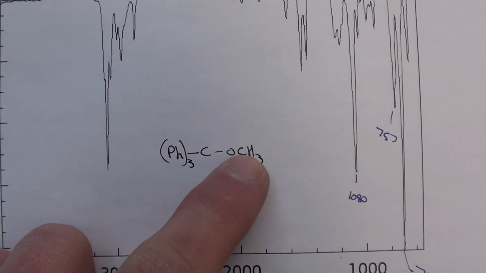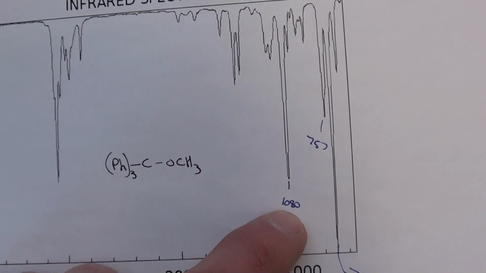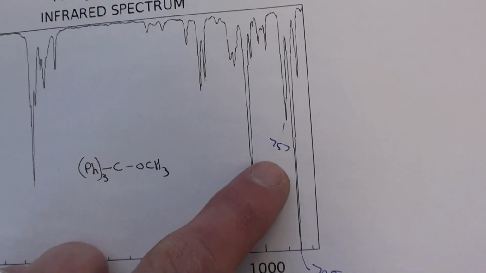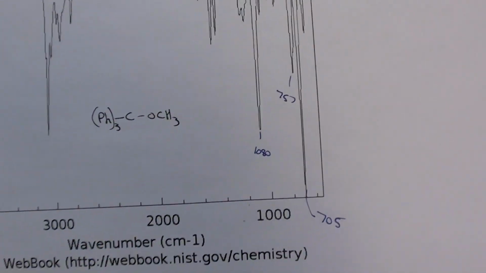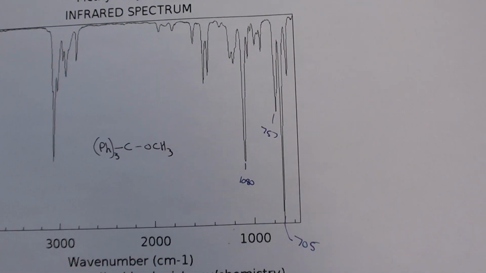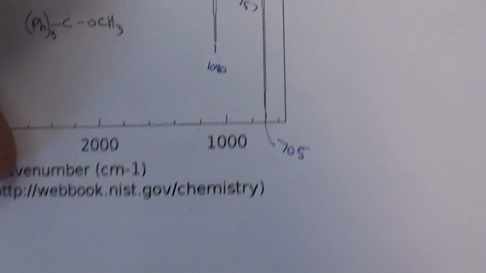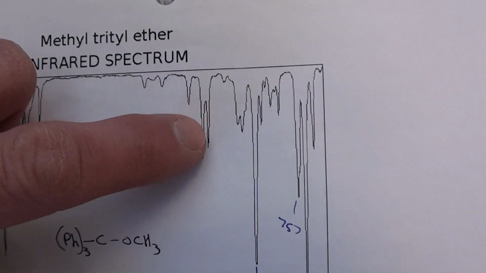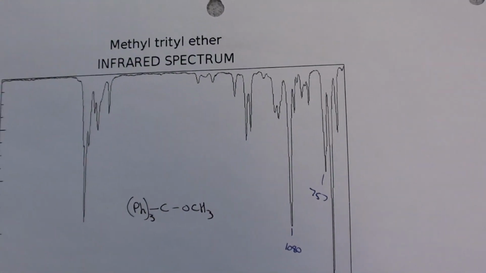The ether stretch, the C-O stretch, you'll see clear as day in this one. You should see a relatively strong peak right around 1080. These two right here, 757-ish, 705, those are your monosubstituted aromatic ring out-of-plane bends. These right here, see that one right there? That one's right around 1600-ish in these two. So this collection here in this spectrum is actually your carbon-carbon double bond of the aromatic ring stretch.